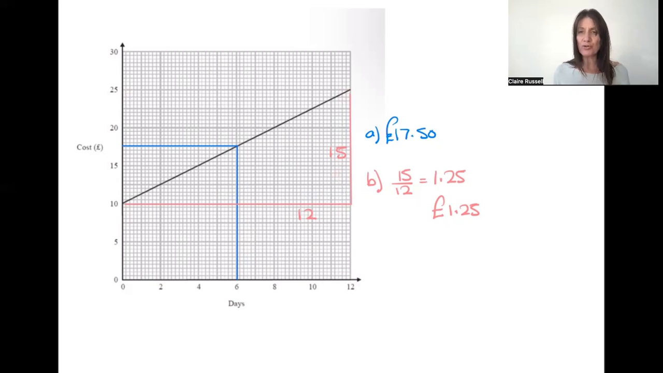So you've got your gradient, which is rise divided by run. So my rise is 15, my run is 12. So that's me setting up the fraction. I've obviously got a calculator, pop it in, and then that is my daily rate. So I'm paying £10 and then £1.25 every day after that.